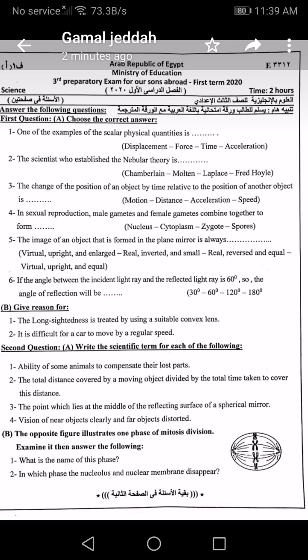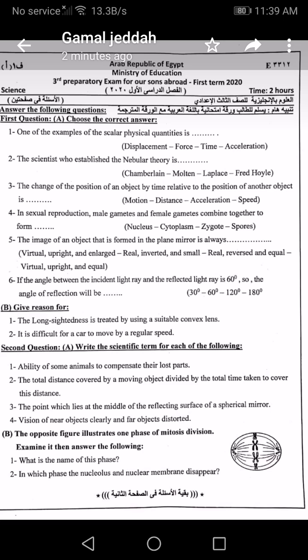Number 3, the change of the position of an object by the time relative to position of another object is motion, distance, acceleration, speed. The answer is the change in the position of an object by time relative to a position of another object is motion.